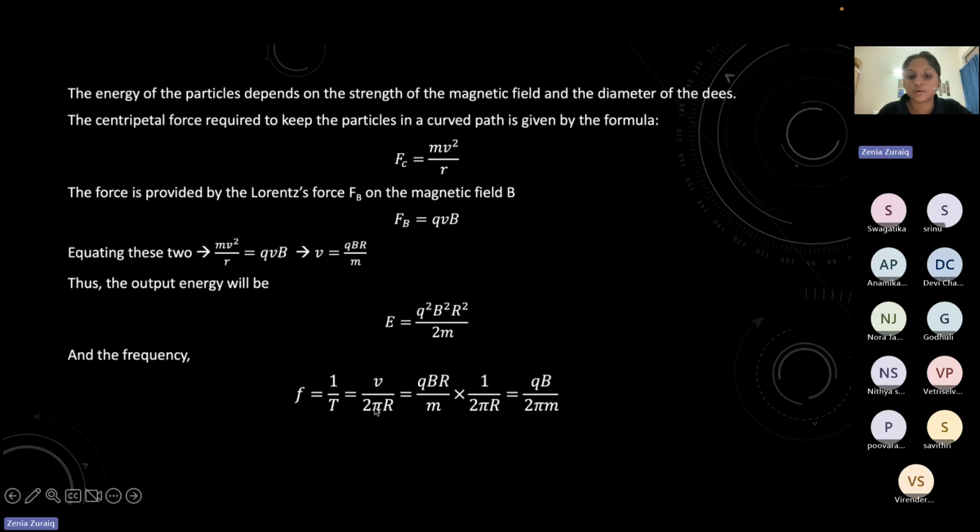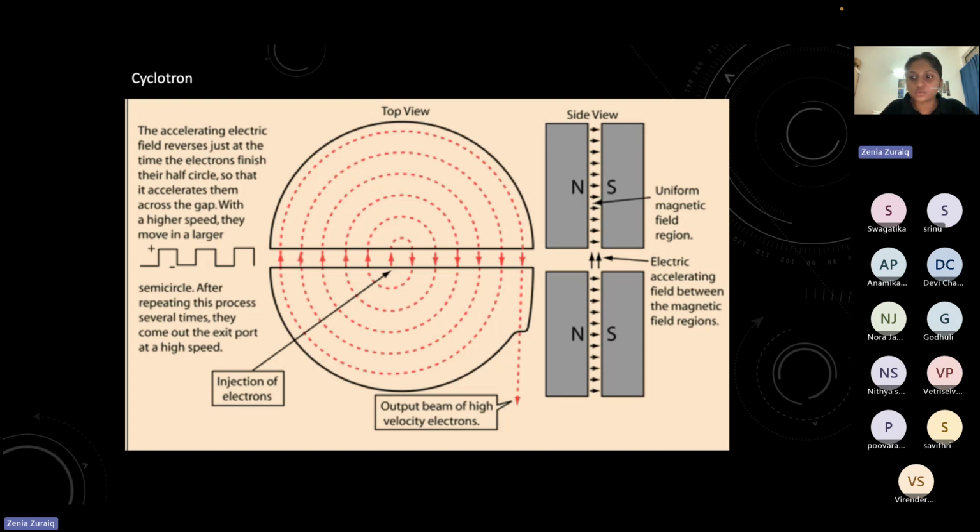The frequency you can find by finding the orbit of one such oscillation, and you can see that the frequency is actually independent of the radius. So this is basically about the cyclotron. And essentially this principle of moving particles in circles is used even at the highest level.